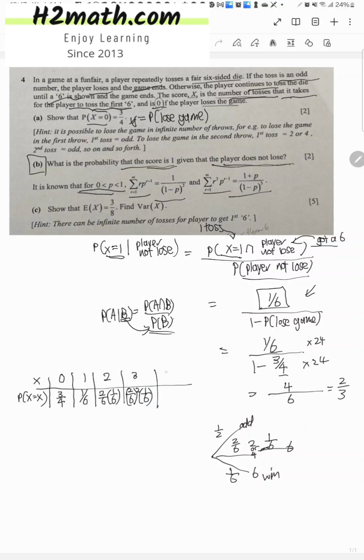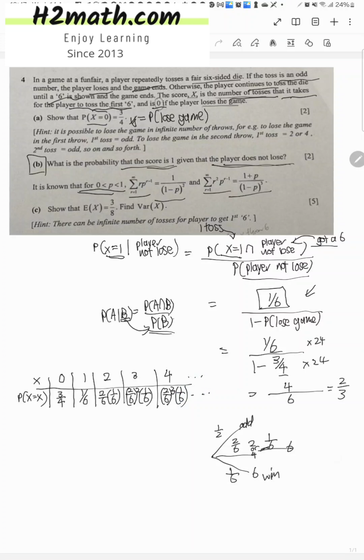So then 4 will be the first 3 times you get 2 or 4, so that you can continue 3 times, and then the 4th time will win, right? So on and so forth. So it will go on and on forever.